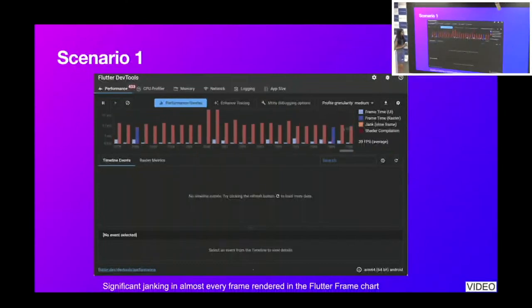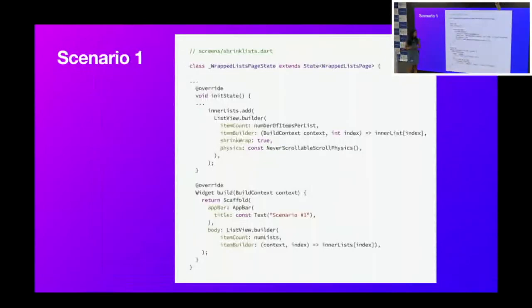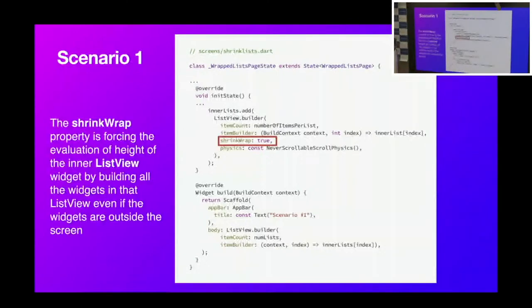So now we will go ahead and look into the code. So this is the code. We are actually calling a list view, and within a list view we have all the gradients as well. The important thing to note here is that we are setting shrink wrap as true, because of which computation is taking a lot of time, and you can see that as jank.